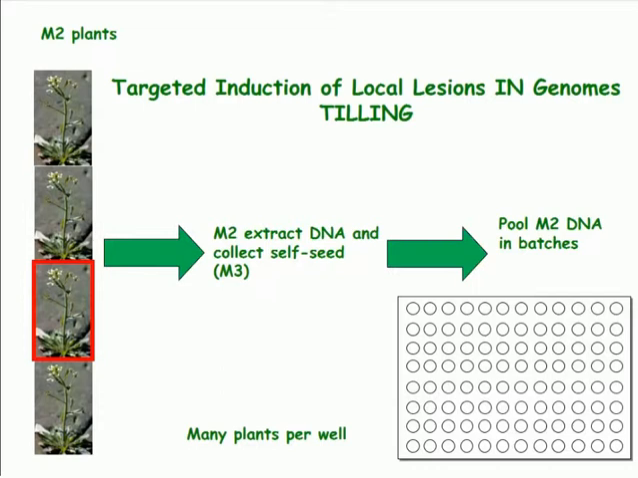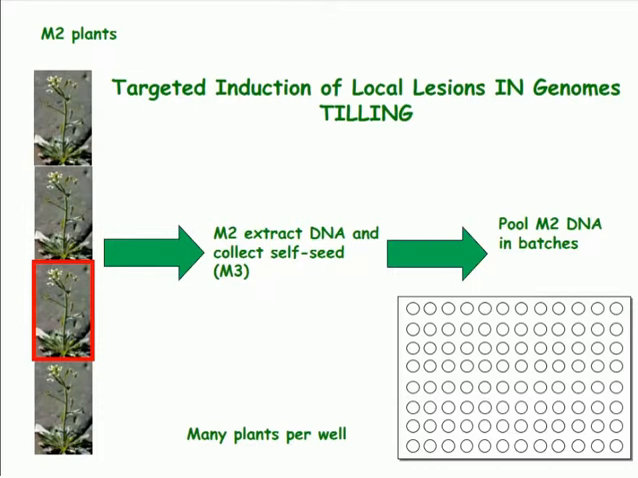What happens next is that you pool all the DNA from these plants together, so you can put up to 100 plants or even 1,000 plants in each pool, as long as you know which plants are in each pool, okay? This is something that you will have to bear in mind.